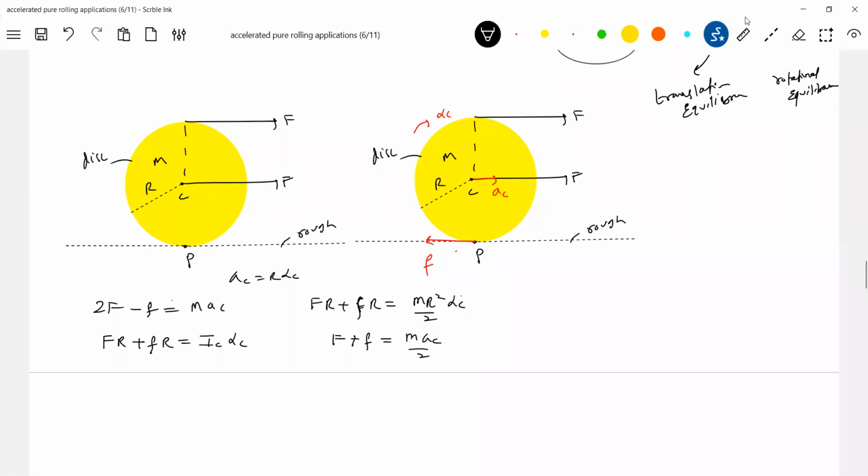Now solving this, if I add up these two, I'll get 3F equal to 3 MAC by 2. So what is the acceleration of the center of mass? 2F by M. Substitute this value here: MAC is equal to 2F. Then how much will the friction be? 0. Can it happen? Yes.